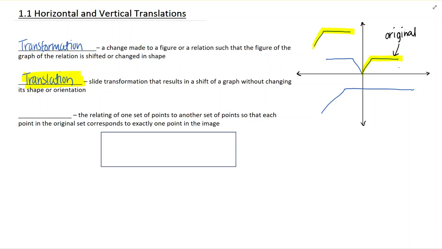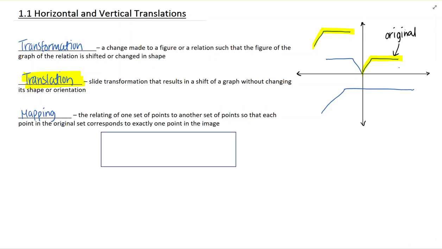Okay. Third word is the word mapping. So mapping is the relating of one set of points to another set of points so that each point on the original set corresponds to exactly one point in the image. So right now we have shown graphically how it has transformed, but through mapping, we can actually plot out every point that has changed from the original. So what that will look like is the following.